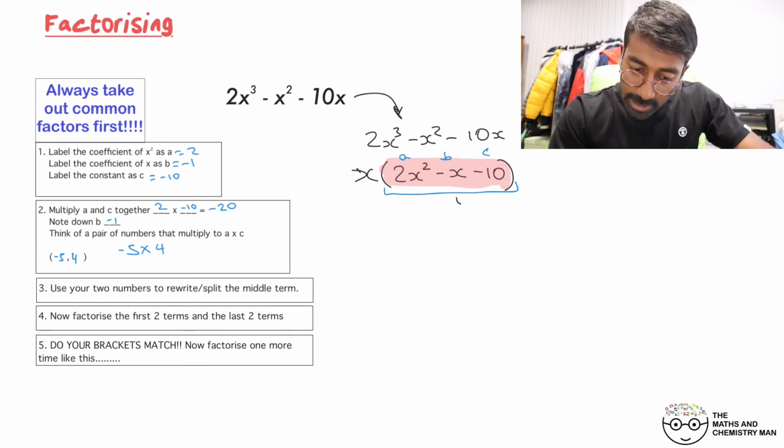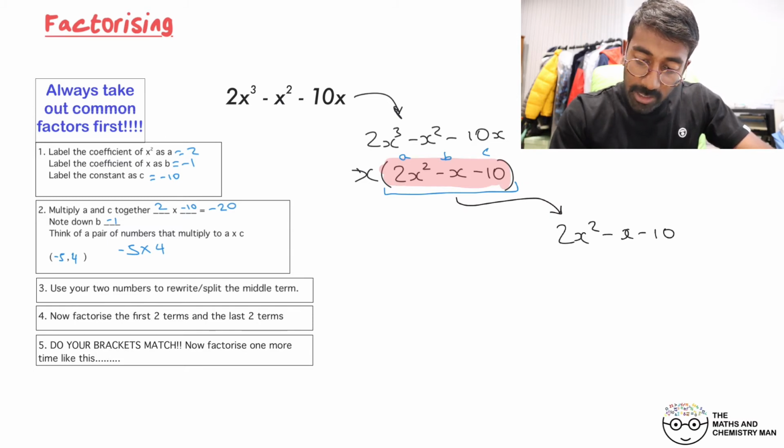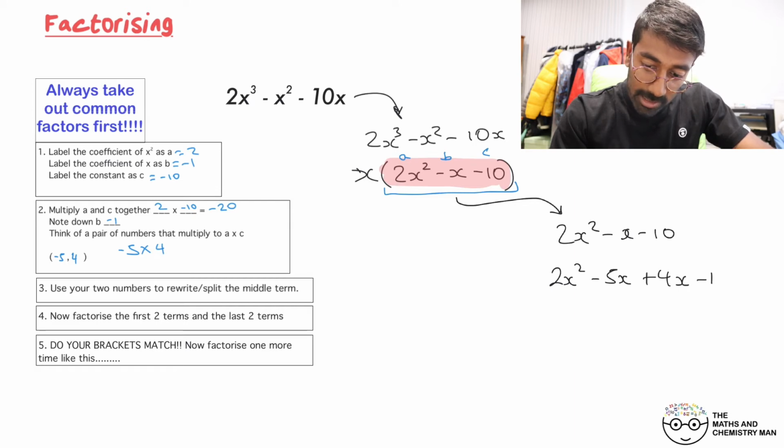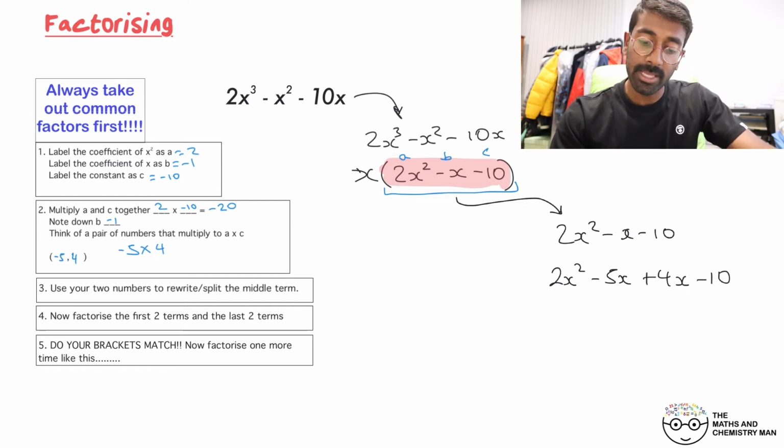Maybe we'll just take this over here. There we go. Let's just write that out there. Minus x minus 10. There we go. And then let's split this now. So we're going to rewrite this as 2x squared minus 5x plus 4x minus 10. There we go. And now what we're going to do is try factorizing this.